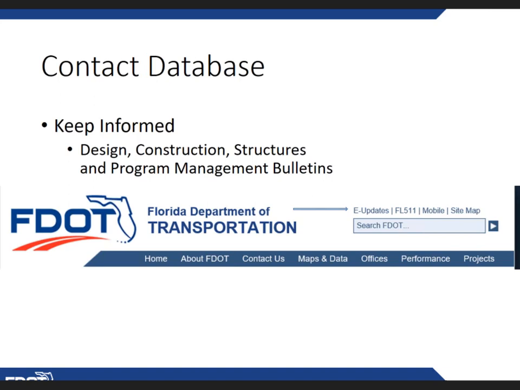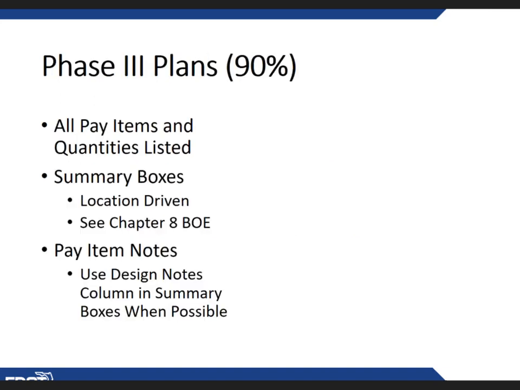So we've gone through the conceptual estimate. We've gone through phase 1, which is the typical sections, the line and the grade. We've gone through phase 2, where you have your pay items, and phase 3, you should have all of your pay items listed and your quantities. So it looks like the design work's almost done. You're at 90%. So all pay items should be loaded and the quantities listed.